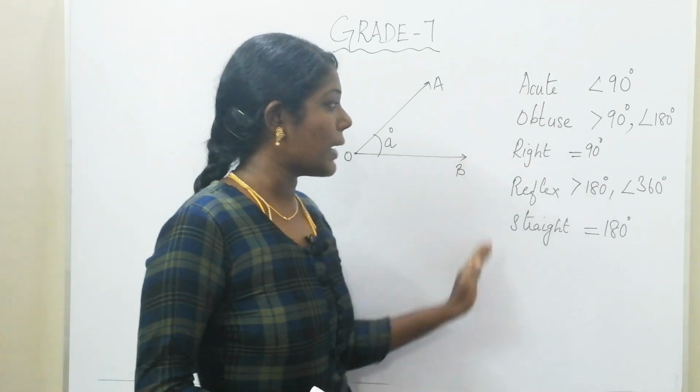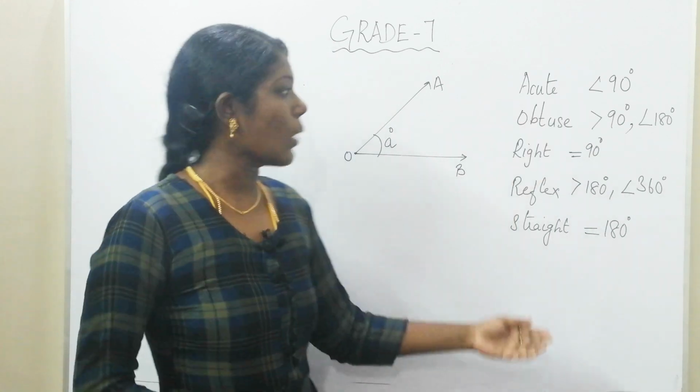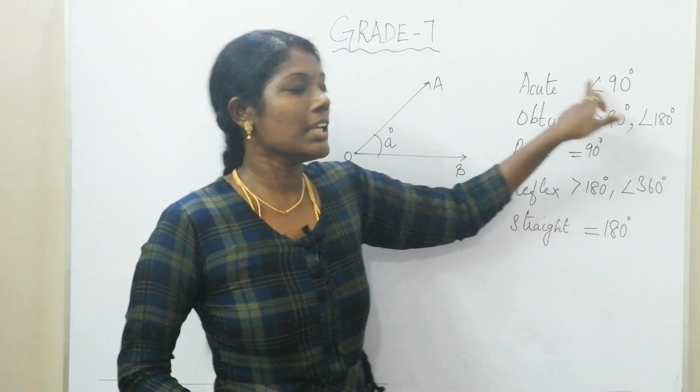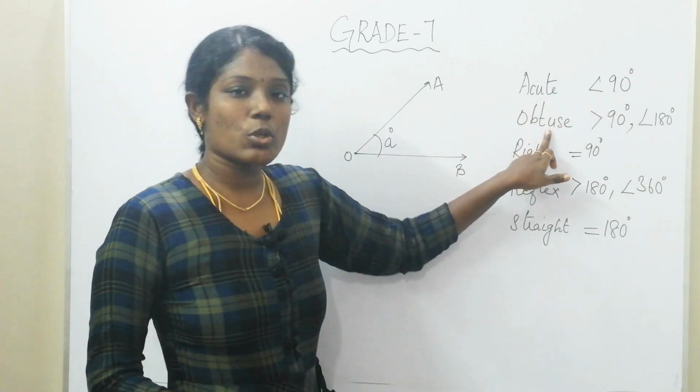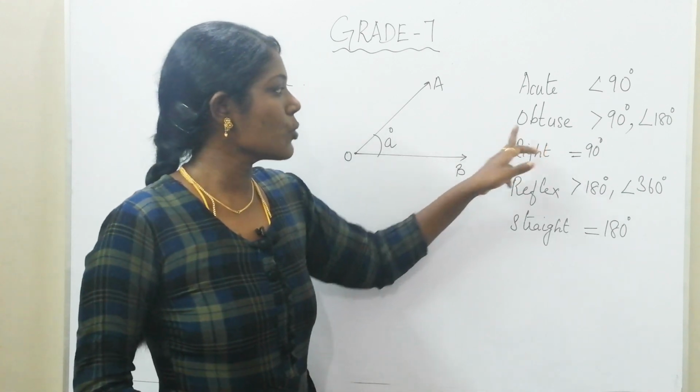So these are the basic types of angles that we've learnt already. I'll just recall it once. Acute angle, when the measure of the angle is less than 90 degrees, we call it acute. Obtuse angle, when the measure of the angle is between 90 and 180, it is an obtuse angle.